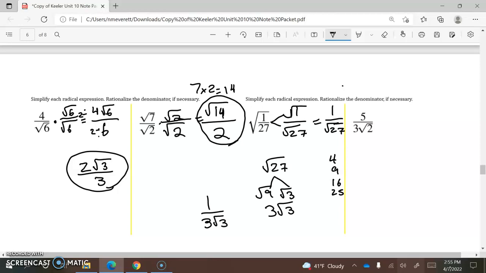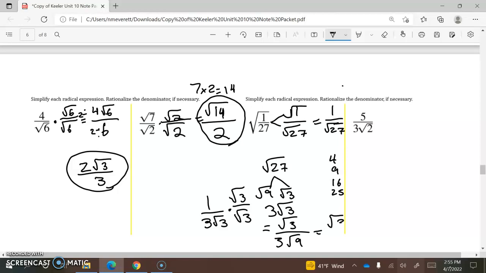But that's not really good enough for me. I still need to get rid of that square root there. So now I can rationalize by just multiplying by that square root of 3 right there. Because if you do that, on the top, you're left with the square root of 3 over 3. If you multiply those together, you get the square root of 9. But remember, with our little trick there, it's the same as 3.